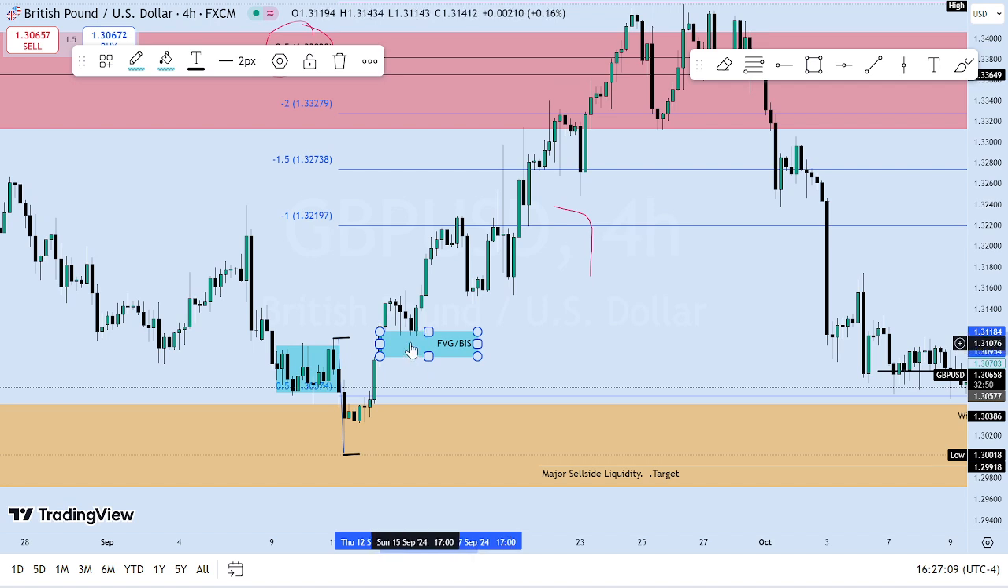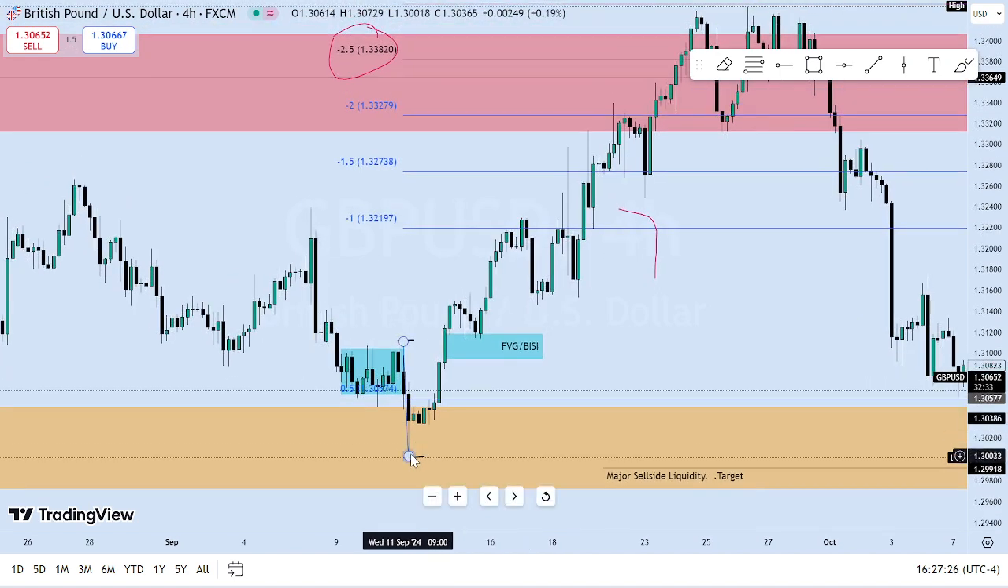We deliver inside the fair value gap. Once we see this fair value gap created after a breaker, you wait for price to trade inside the fair value gap. You can see the body didn't trade inside it, it just wicked. Then you can buy.